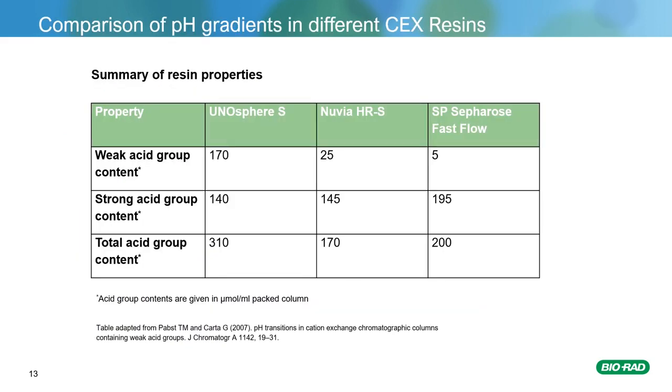A study was done to compare the pH gradients on different cation exchange resins. Here you see three different cation exchange resins were tested: Unosphere S, Nuvia HRS, and SP Sepharose Fast Flow. The things to note mostly in this table are the weak acid group content. For Unosphere S, it's 170, Nuvia HRS is 25, and SP Sepharose is 5, leading to a total acid group content for Unosphere S of 310, 170 for Nuvia HRS, and 200 for SP Sepharose Fast Flow.